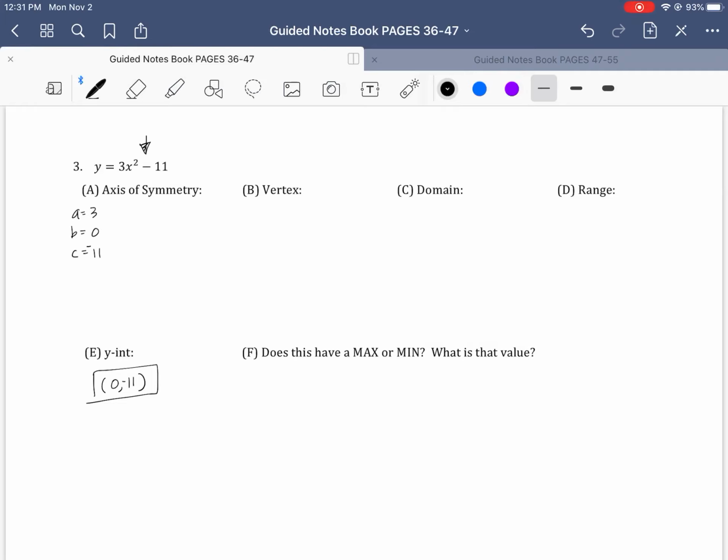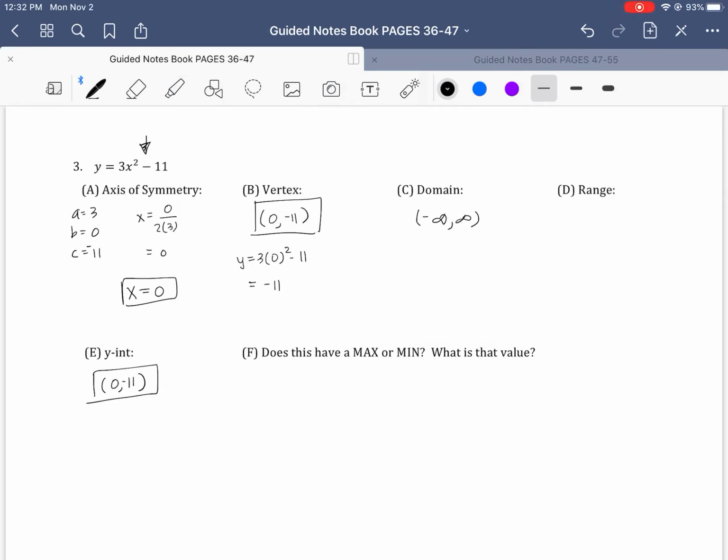The vertex then, we find after we do this axis of symmetry. So we know that x is equal to -b, or in other words, 0 over 2a. Well, 0 divided by anything is just 0. So our axis of symmetry is that x equals 0. That is the x value of our vertex. And if we put 0 into the original equation to find the y value of our vertex, notice that we get 0 squared, which is 0 times 3. That just is 0, so it looks like it's -11. So our vertex is at -11.